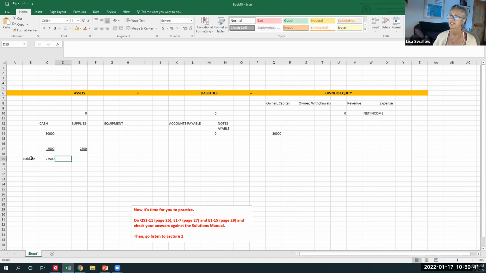Looks like I've got 27,500 of cash, 2,500 of supplies, 0 equipment, 0 AP, 0 notes payable, 30,000 in capital. So the question is, is my accounting equation still in balance? And it is. Awesome. I'm going to go now and see what my next transaction is.